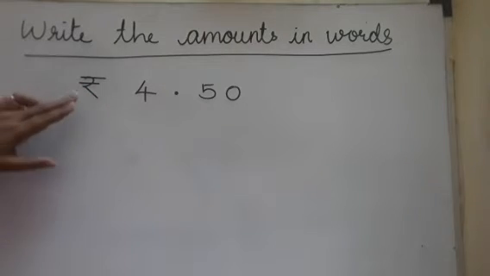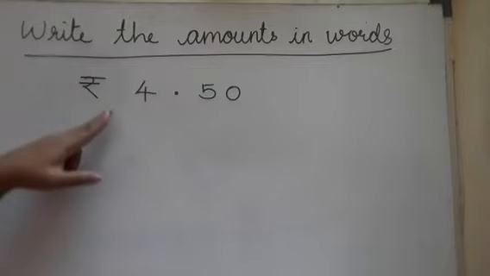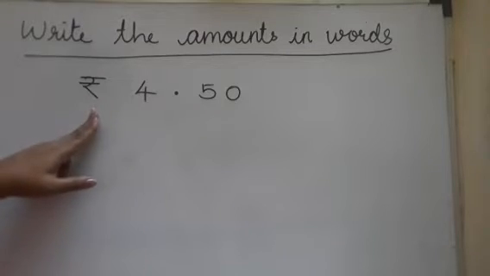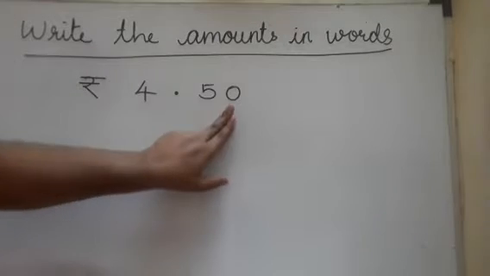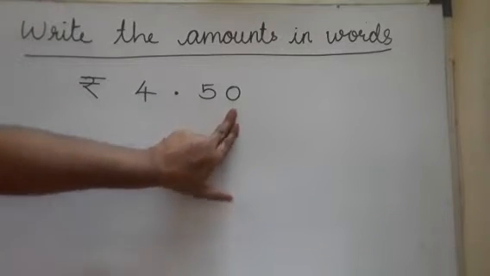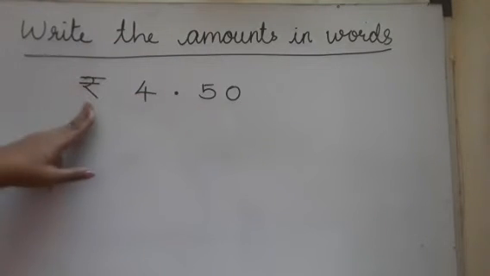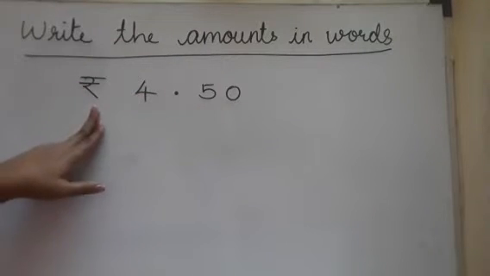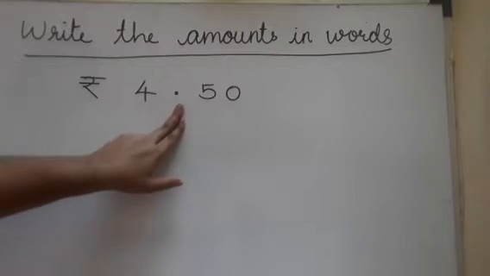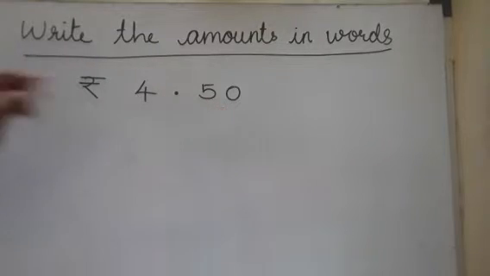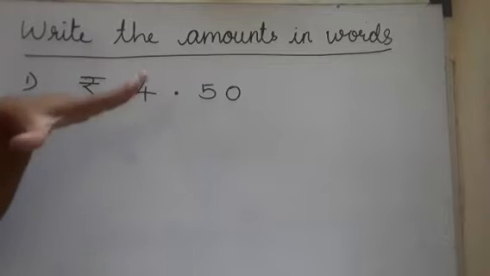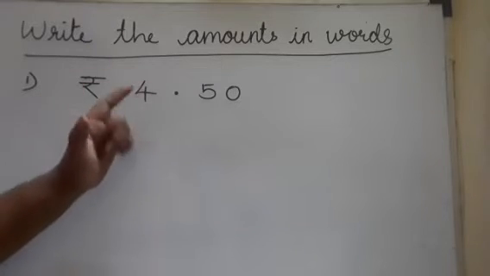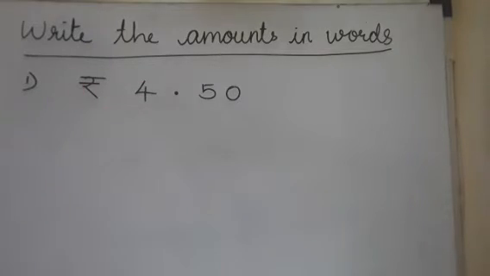Look at this. The first one is the symbol of rupees. Then a number. Then a dot. And then another number. Now let us look at how we can tell this amount in words.